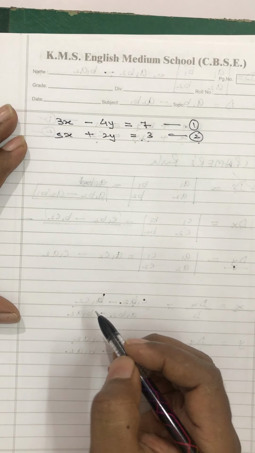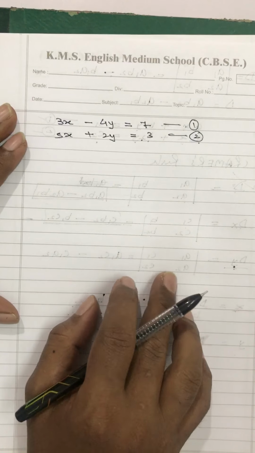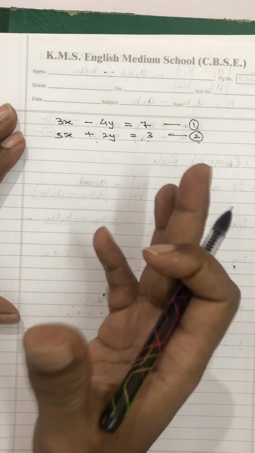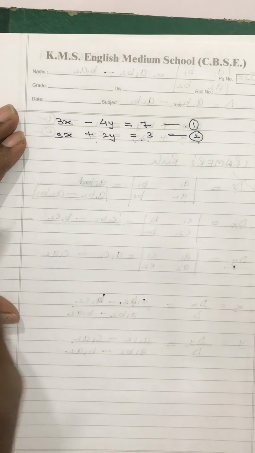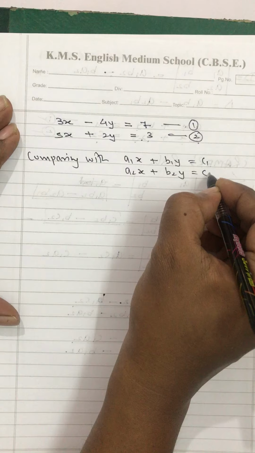Are they the same? Yes. Of course, here also they may give it in a non-standard form. You have to bring them into the standard form first. That is very important. Now you can write over here, comparing with a1x plus b1y is equal to c1, a2x plus b2y is equal to c2.